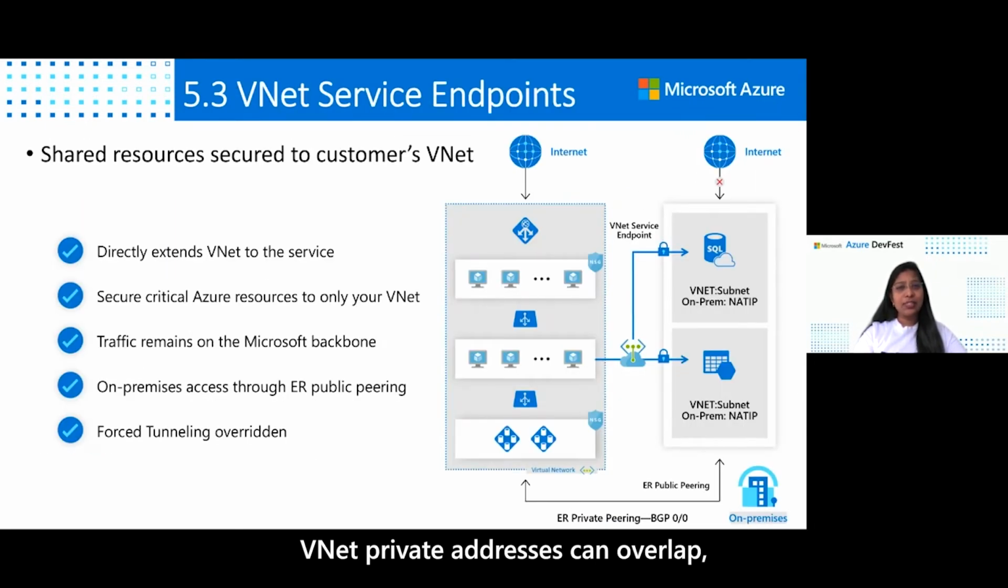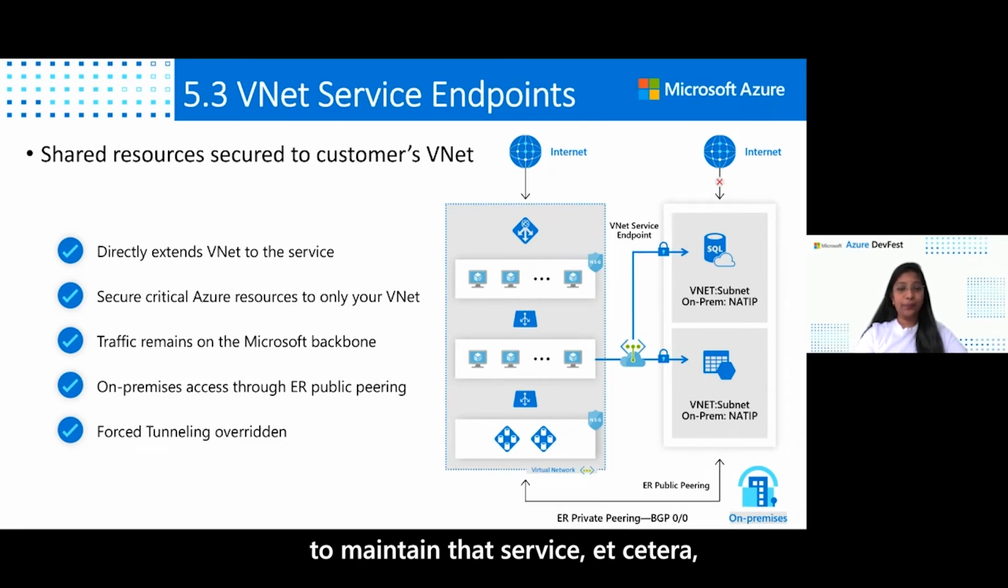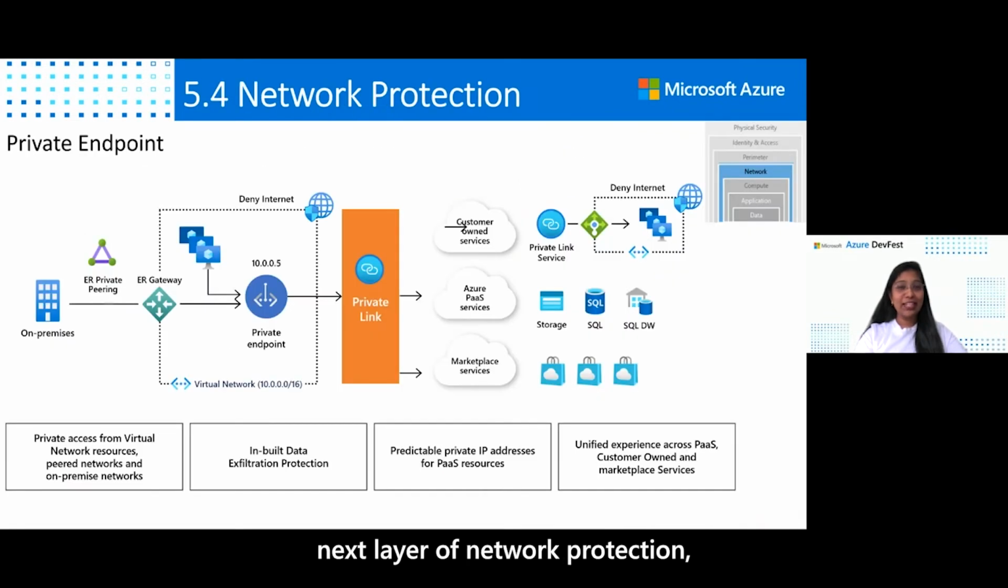VNet private addresses can overlap, and you can't use overlapping IP addresses to uniquely identify the traffic. Service endpoints come in handy here, providing the ability to access resources from your virtual network by extending the VNet identity to the service, without reserving any public IP or the overhead of maintaining NAT servers, and taking the optimized route, which is the Microsoft backbone network. How feasible is it, right? So moving on to the next layer of network protection, using private endpoints.